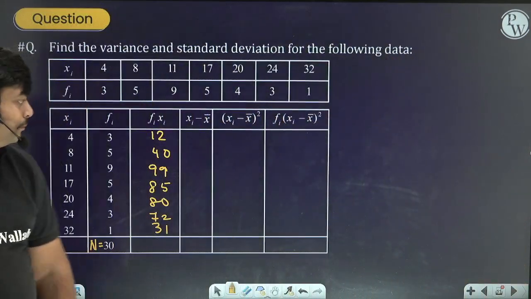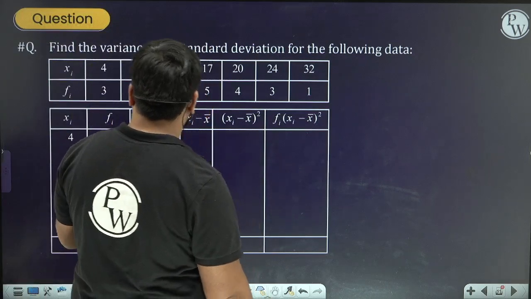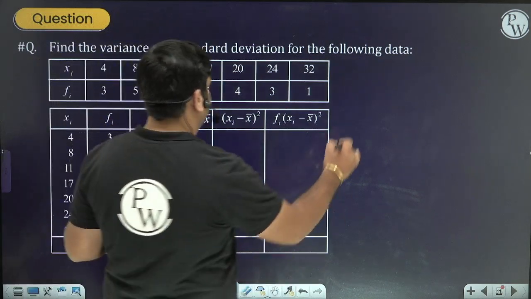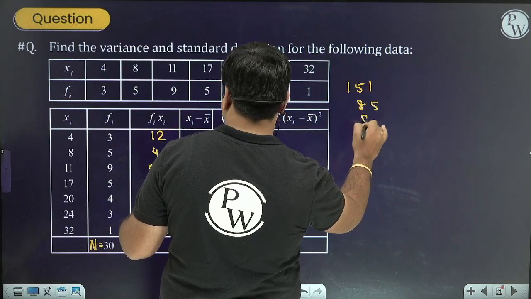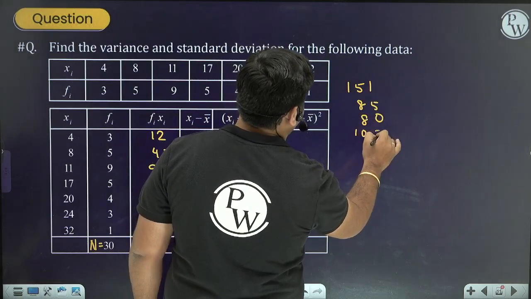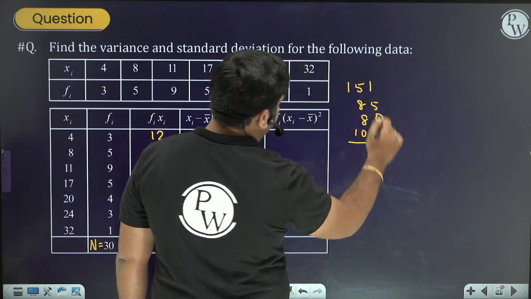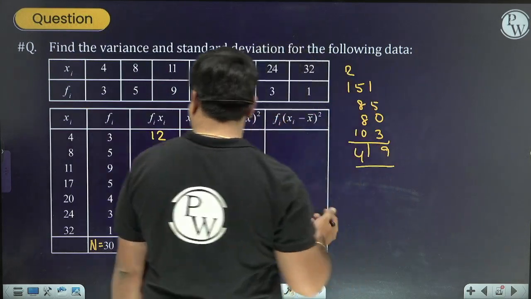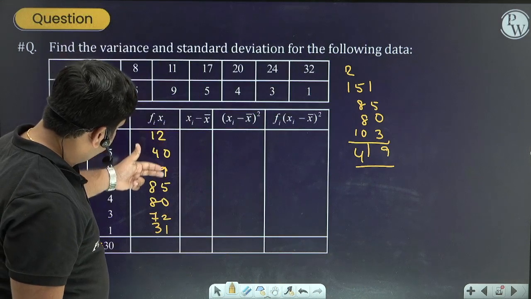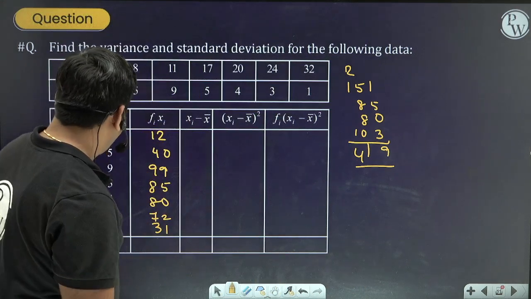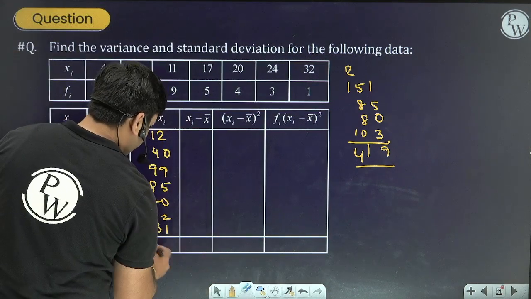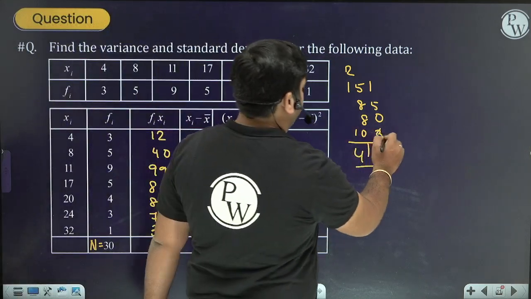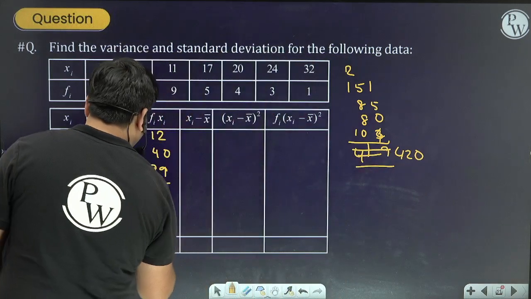12 plus 40, 52. 52 plus 100 is 152. Then adding the rest, I got 419. Did I make any mistake? Let me recheck. I think this one is wrong; this is 32, so that will be 104. So the total is 420. Sigma fi xi, the sum of this, is 420.